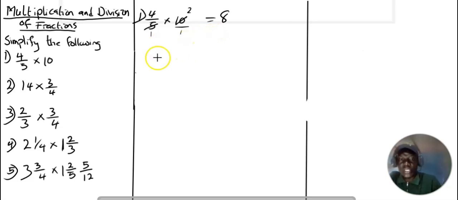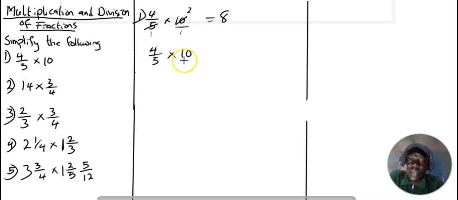There's another method. We have 4 over 5 times 10. This 10 is the same as 10 over 1. Now this is equal to, you just multiply the numerator by the numerator, and the denominator by the denominator. We have 4 times 10 is 40, and 5 times 1 is 5. 40 divided by 5 will give you 8. You still get the same thing.